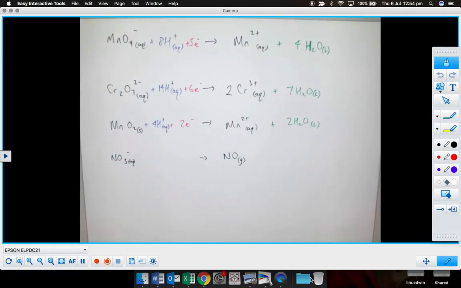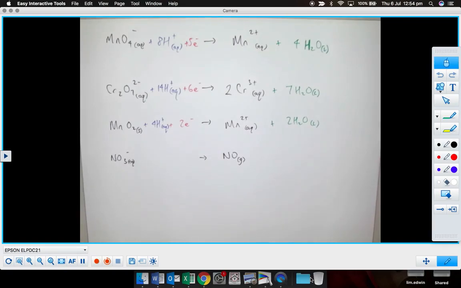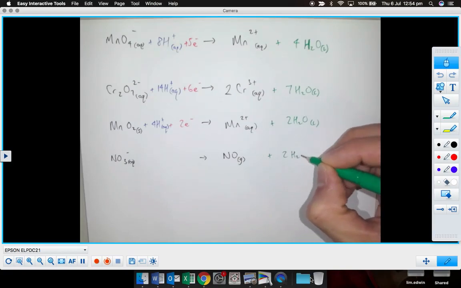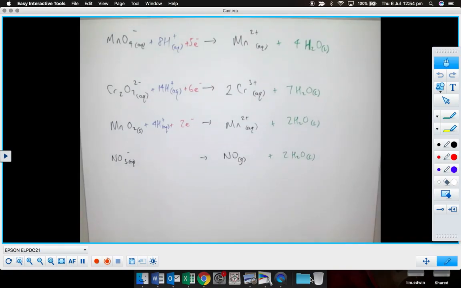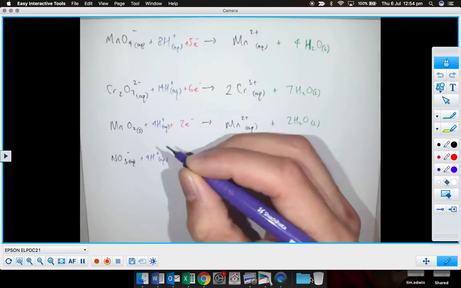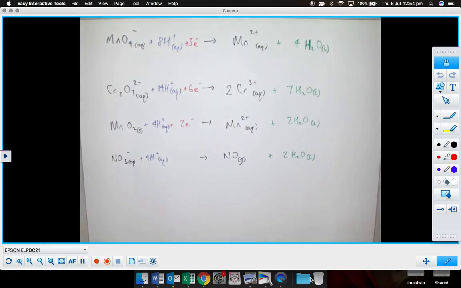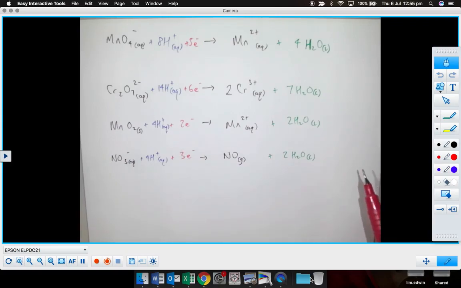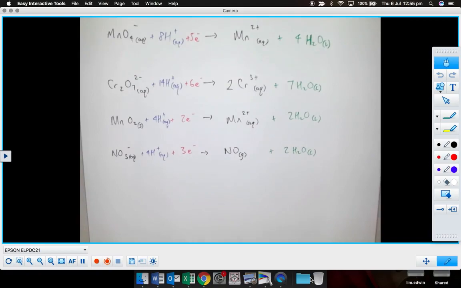Alright, so the non-hydrogen and oxygen elements are balanced, the ends are balanced, so I need to add in some waters. How many waters do I need to add? I need to add in 2 waters on the right hand side. I then need to add in how many hydrogens? 4 hydrogens on the left hand side. And then I need to add in how many electrons? 3 electrons. I had positive 4 and negative 1, so it makes positive 3, and I have 0 on this side, so I need to bring this down to 0, so I need to add in 3 negative charges there. Alright, let's try the next one.